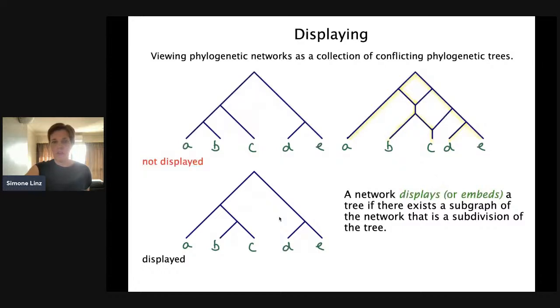So for example, this tree over here, where we have A, B, C on one side of the root and D and E on the other side of the root, is not displayed by the network, because if we pick up A and B as a cherry, we need to go this way, so through this reticulation edge. Then we pick up C, so then we already have to go up to the root and then pick up C from the other side. So there's no way that this network displays this tree over here.